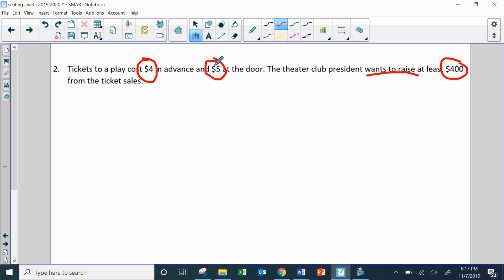We're going to raise money by selling these tickets. If they buy them in advance, the tickets only cost $4. If they buy them at the door, then they cost $5.